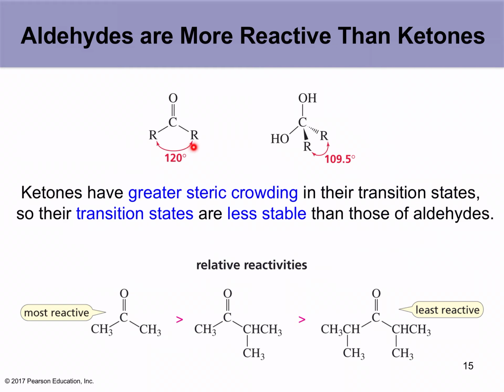So the bond angle, so this is trigonal planar, bond angle would be 120. Ketones have greater steric crowding in their transition states. So their transition states are less stable than those of aldehydes. So most reactive ketone, there are two methyl groups. But the more substituents on any of these carbons will make the ketone less reactive. So this carbon has two methyl groups and both of these carbons have methyl groups. So this would become least reactive.